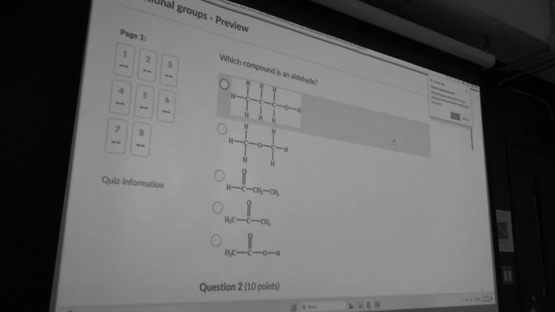So if you call them A, B, C, D, and E, can you see the aldehyde? Can you see it? So there's aldehydes and ketones. Aldehydes are on the end of the chain, and ketones are a carbonyl in the middle of the chain.